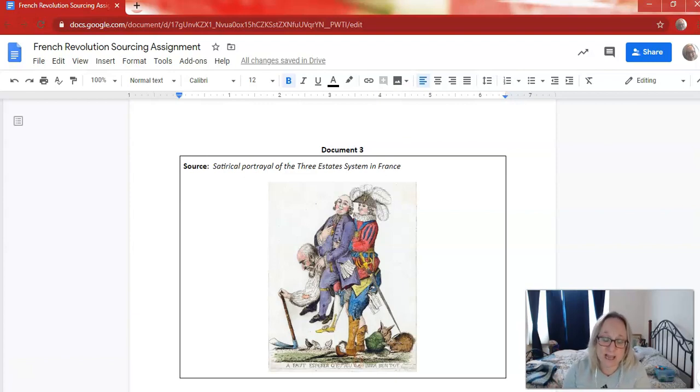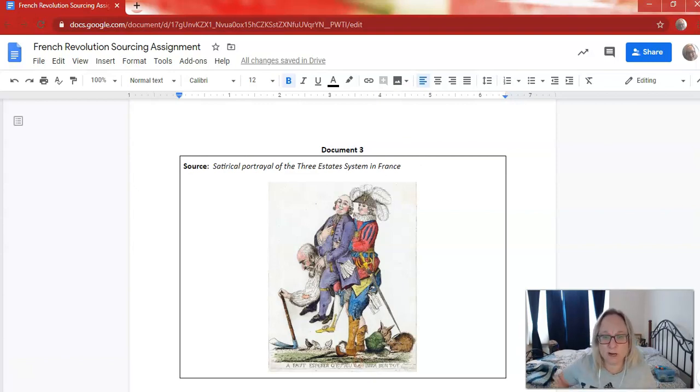So after I've provided the evidence from this document supporting my argument, I could say something like this. The purpose of this satirical portrayal of the three estate system is to really get a broad audience to understand the absurdity or the unfairness or ridiculousness of all the burden having to fall on the third estate, right? And then you could go on to explain why it was satirical, why the author felt he had to exaggerate this to get the point across, and then tie it back to your argument as to why conditions were so bad for the third estate, and then why they chose to rebel.